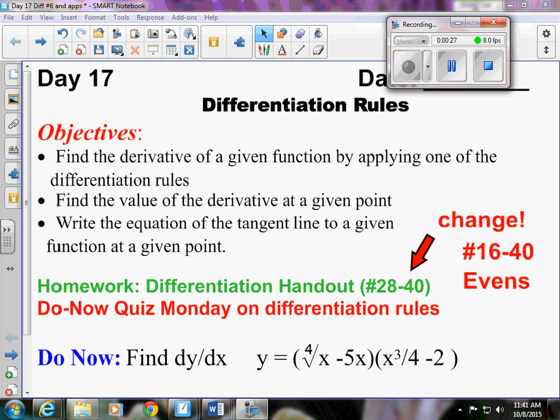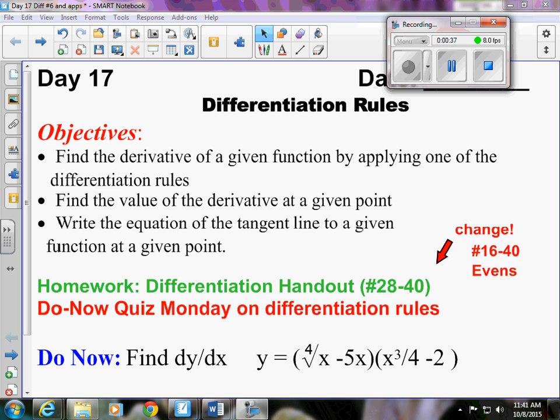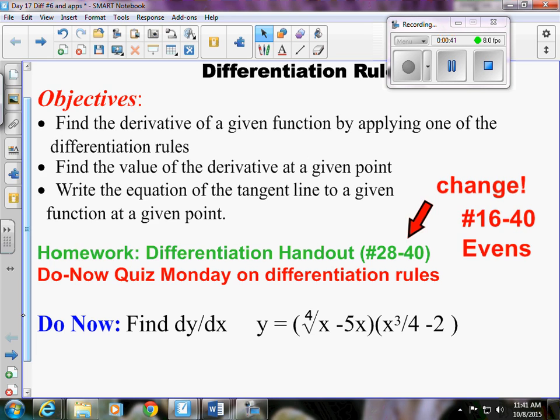Okay, so we're basically going to stick to day 17 notes today. I might go back for one or two examples from the day 16 notes yesterday, but we got all the way up through the product rule yesterday. Pretty good, right? All right, so we're going to start out today.